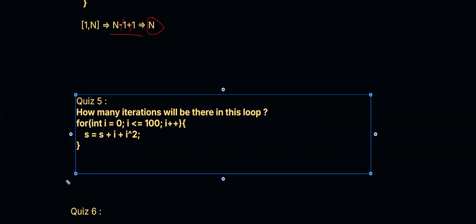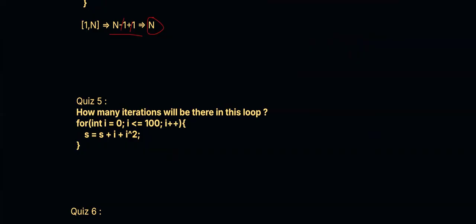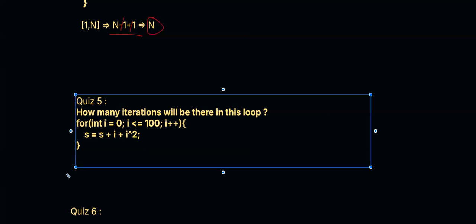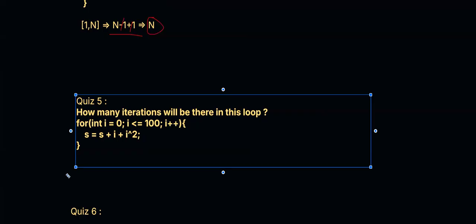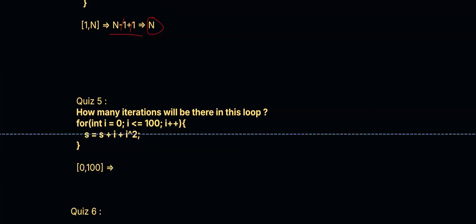I would suggest you please use the inclusive and exclusive brackets technique and count the correct iteration. Okay, now I will tell you the answer. There is one catch. I started from 0, not from 1. So we need to start our bracket with 0 till 100.